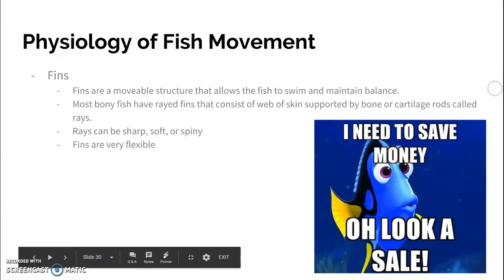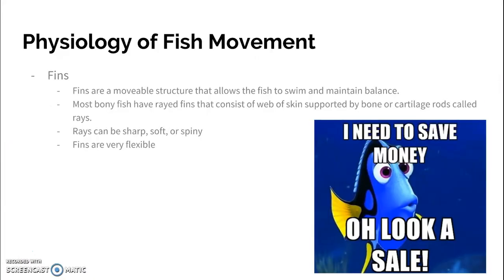So fish movement, how do they move through the water? They use these things called fins. They're a movable structure that allows the fish to swim and maintain balance in the water. Most bony fish have rayed fins that consist of webbed skin supported by either bone or cartilage rods called rays. Rays can be sharp, soft, or spiny, and fins are very flexible.